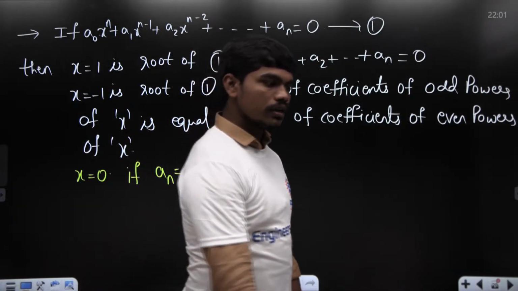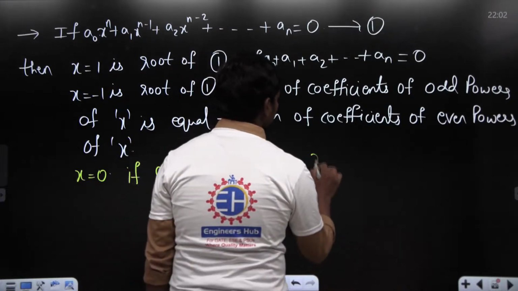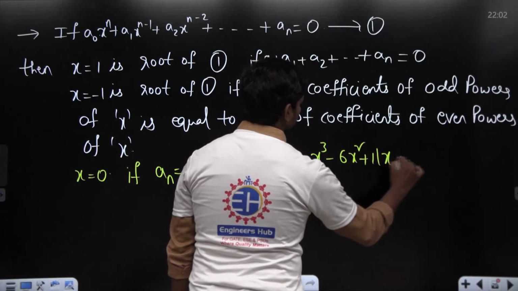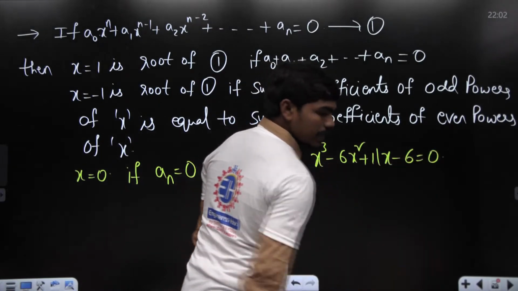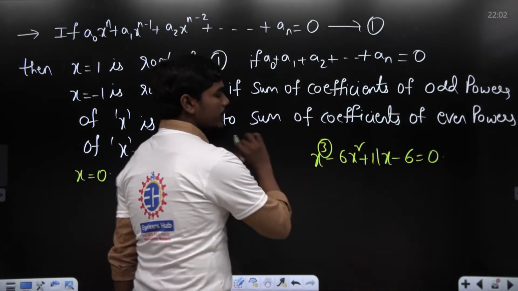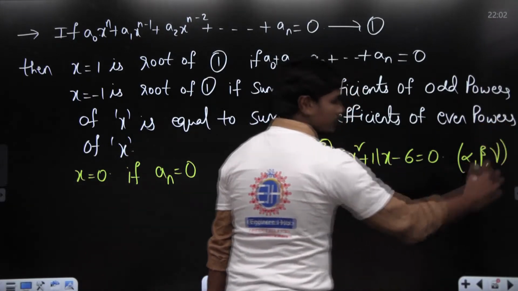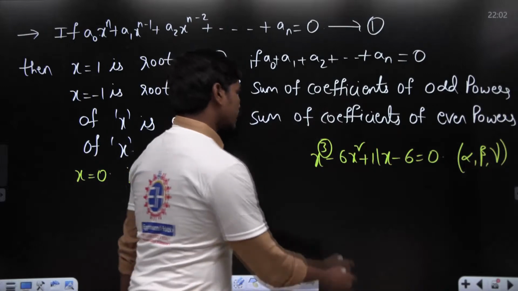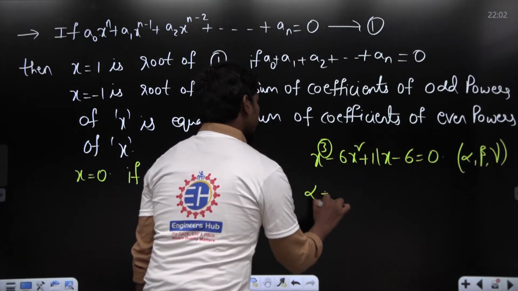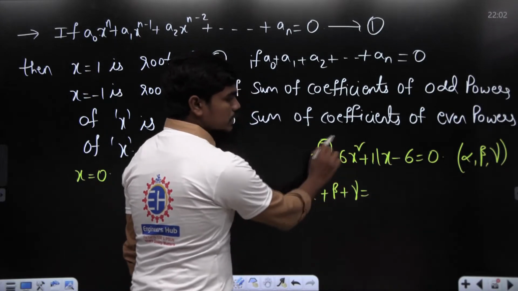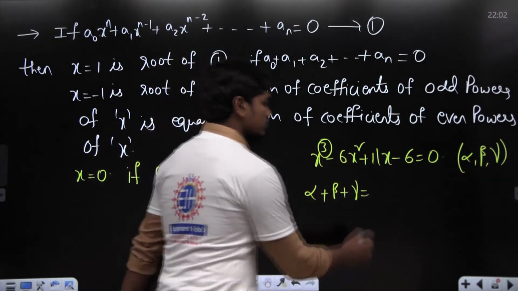roots. Or it's also possible, suppose you have an equation x cube minus 6x square plus 11x minus 6 is equal to 0. Since this is a cubic equation, you will be having 3 roots, alpha comma beta comma gamma. Then definitely the sum of roots, alpha plus beta plus gamma, is equal to minus of this x square coefficient divided by this.